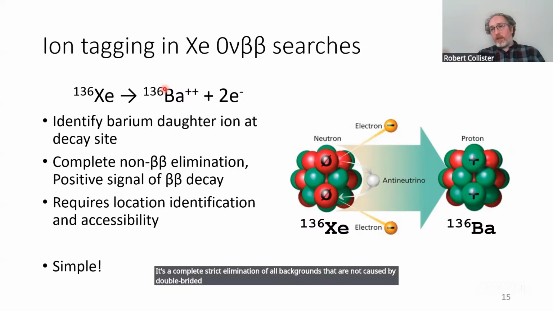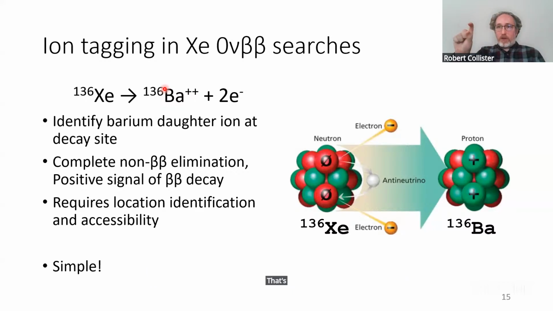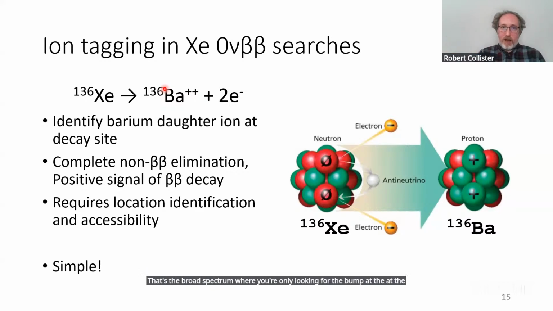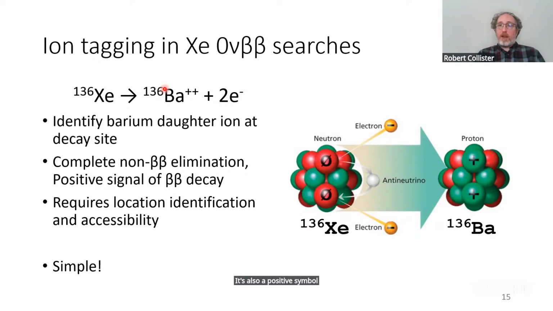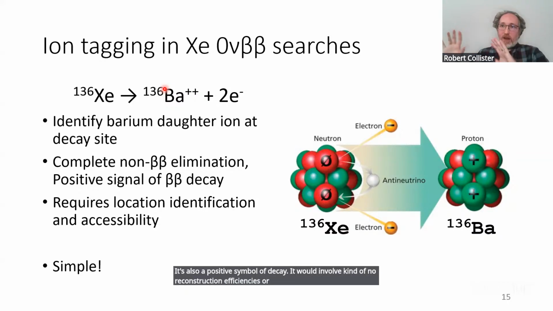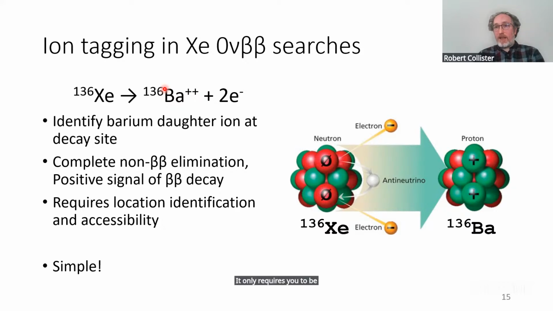You still have the two-neutrino double beta decay events, but you should be able to differentiate those based on energy. That's the broad spectrum, where you're only looking for the bump at the highest end of it, the Q value. It's also a positive signal of decay. It would involve no reconstruction efficiencies or any other sources of error in your detectors. Just: is the ion there? Yes, double beta decay. It only requires you to be able to get at the decay daughter and identify it, and that's it.